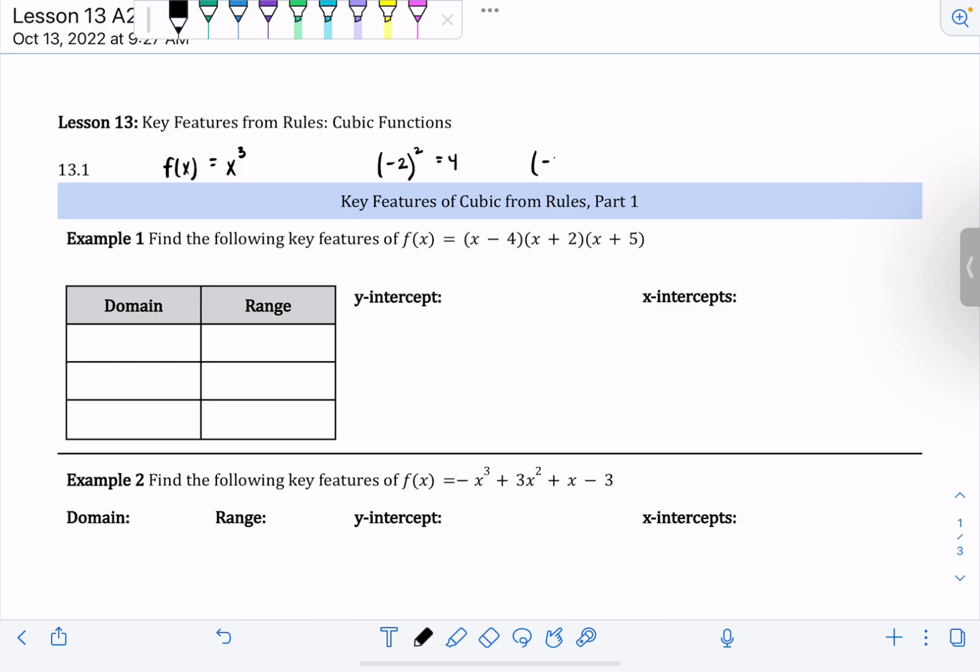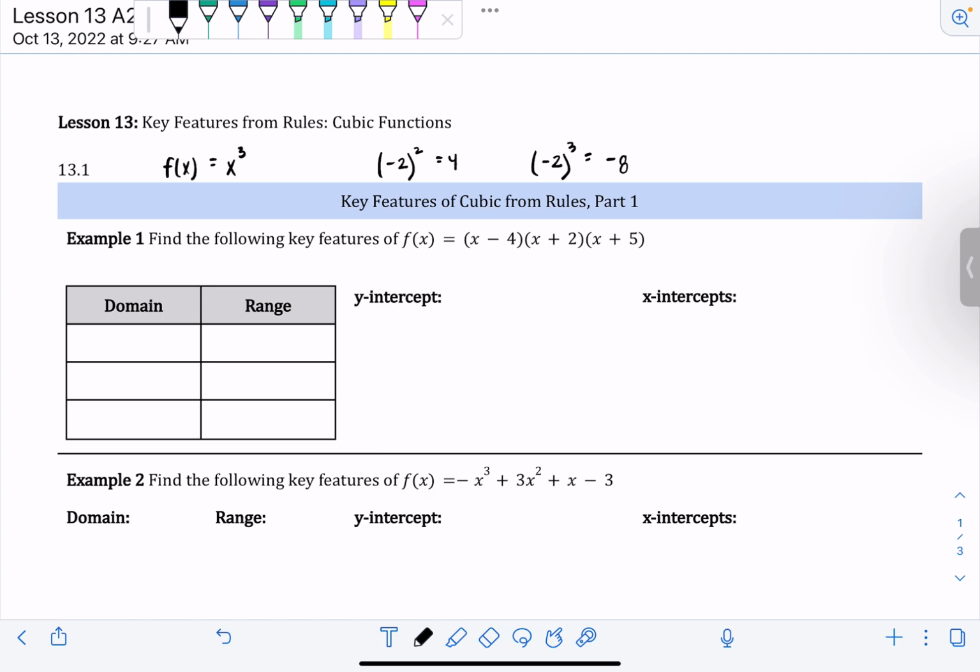Versus a cubic function: if I take the same negative 2 as my input value and raise it to the third power, negative 2 to the third is negative 8. So I can get negatives out this time, which is why the range is also all real numbers. So here are a couple of different ways to write domain and range, all real numbers in general.